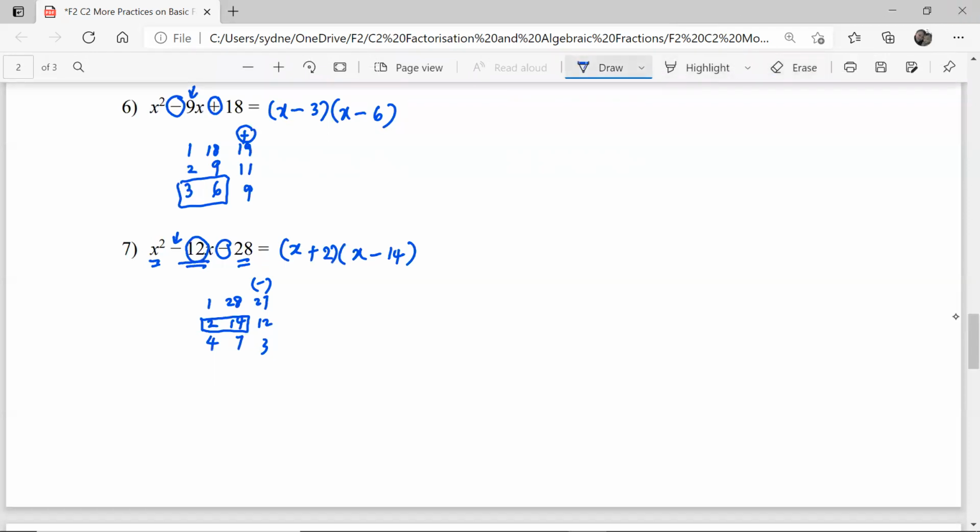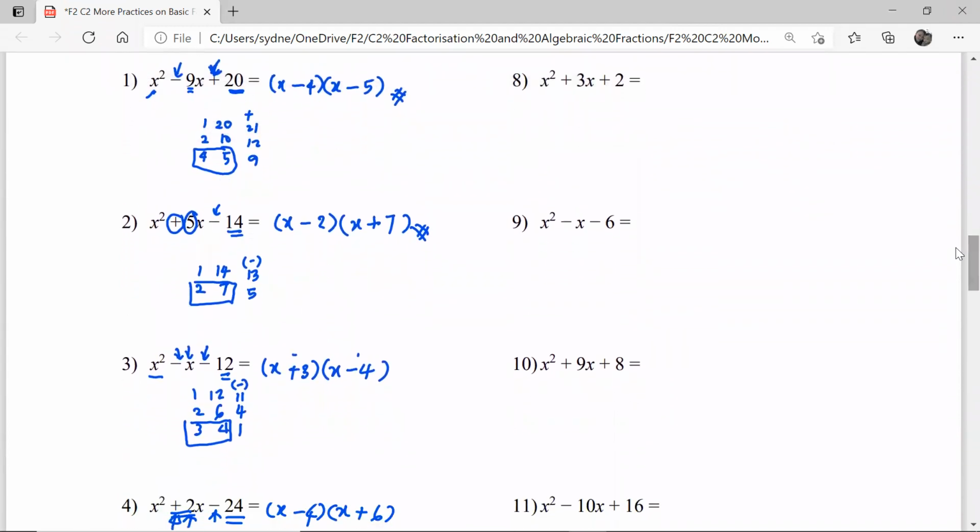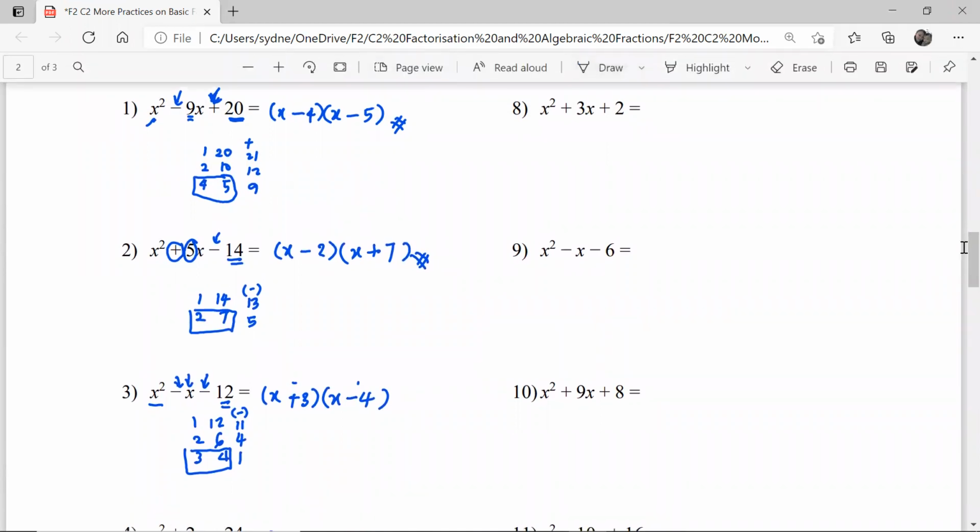Okay, the next question, number 8. All right, so x squared, so we will have x times x. 2 is only one factor, so just put it in. And this is positive, and this is positive, so both must be positive. Check, positive 1x and positive 2x. Find the sum, positive 3x. So this is quite simple, yeah? Quite simple. Next, let's move on with this one.